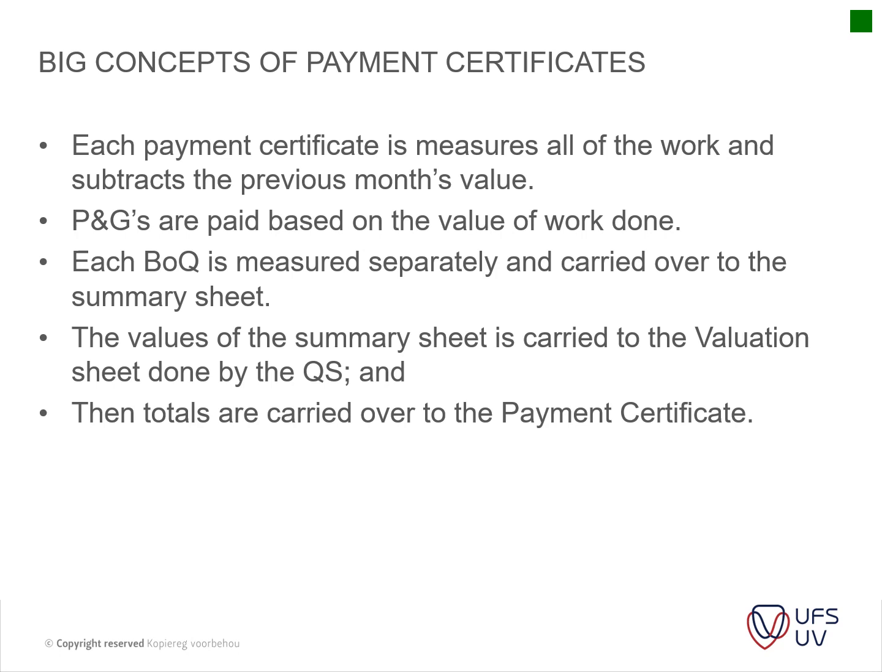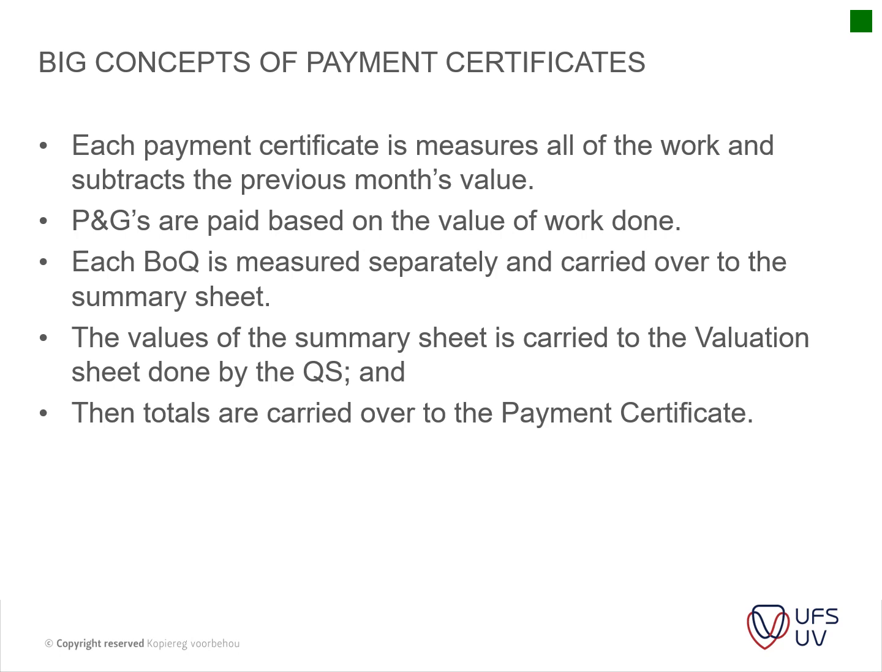So you're measuring all of the work for a particular payment certificate, and then after that you subtract the previous payment certificates that you've measured. So you measure everything in full and you subtract everything from your previous payment certificates from this payment certificate. So as we go through it, you will understand what I mean by that.